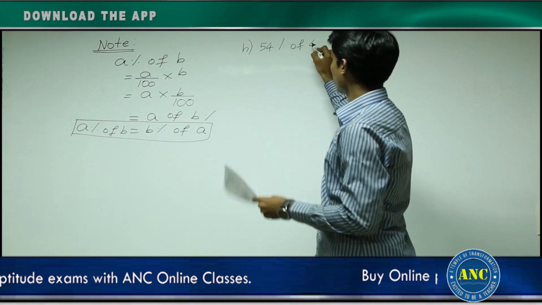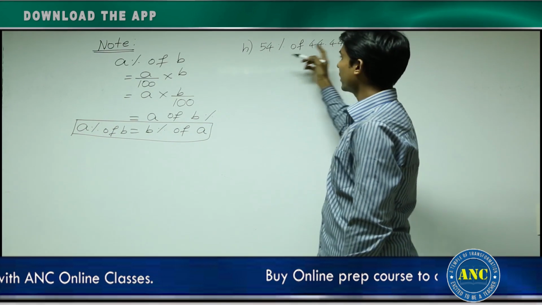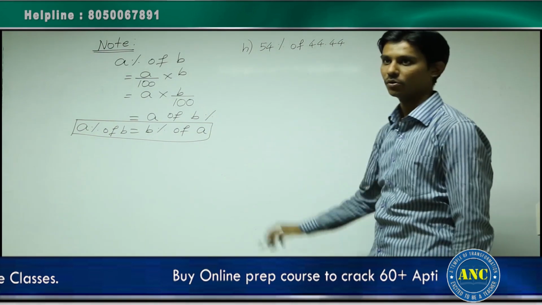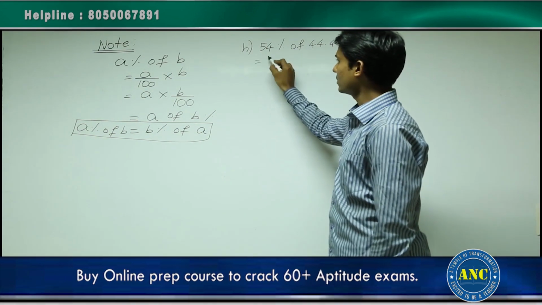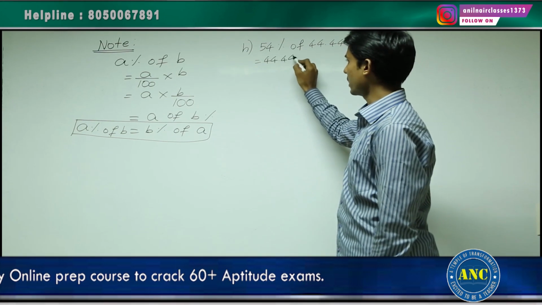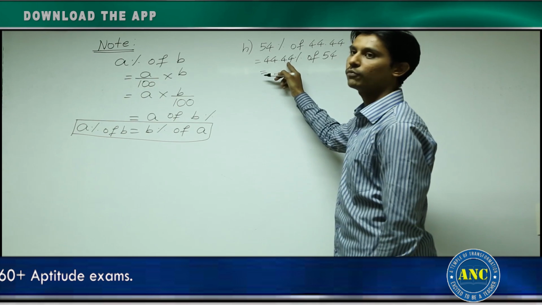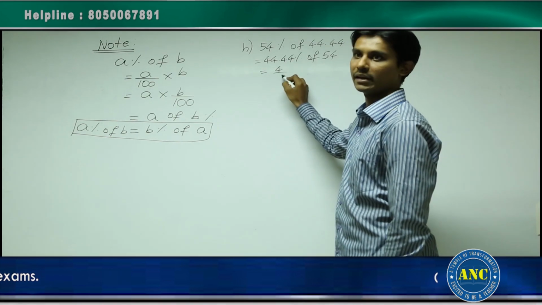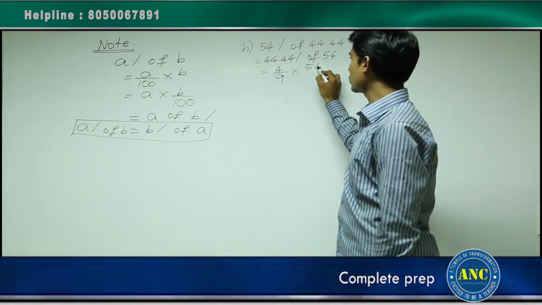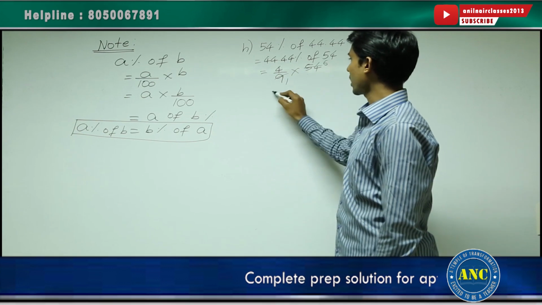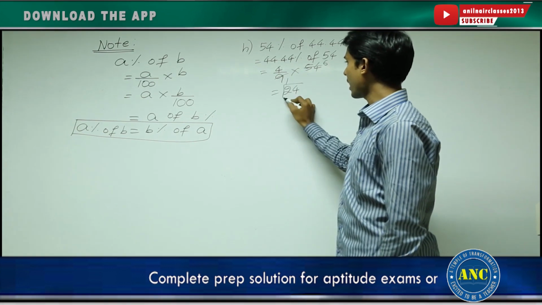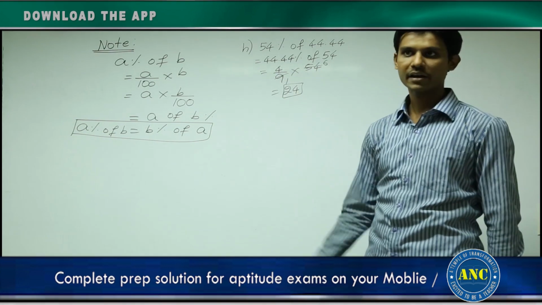54 percentage of 44.44. I don't know what the 54 percentage value is, but I know this value. I can write this as B percentage of A: 44.44 percentage of 54. 44.44 is nothing but 4 by 9. 4 by 9 into 54. This is 9 into 6 times. 4 into 6 is 24. Answer is 24. Understanding the approach?